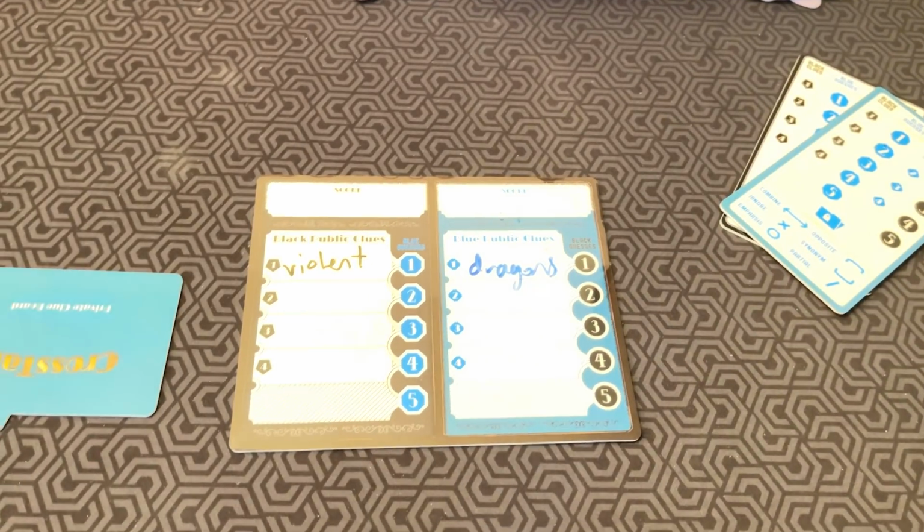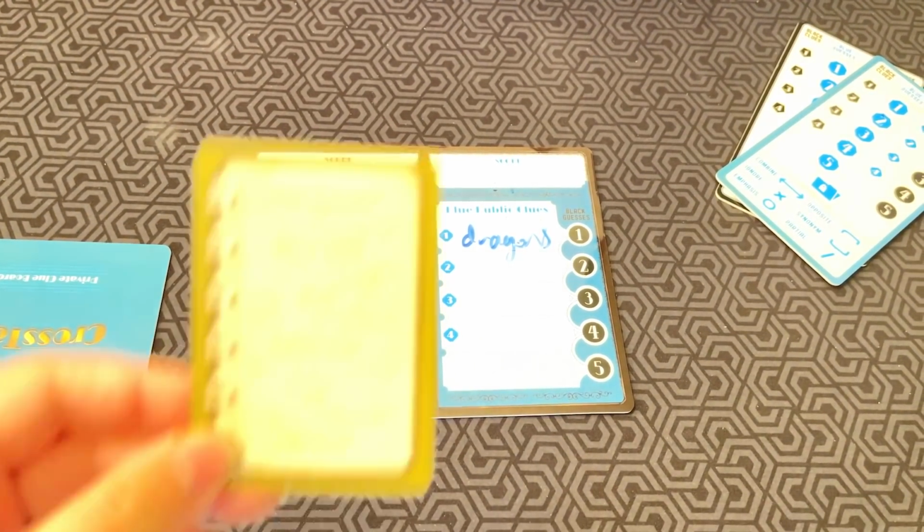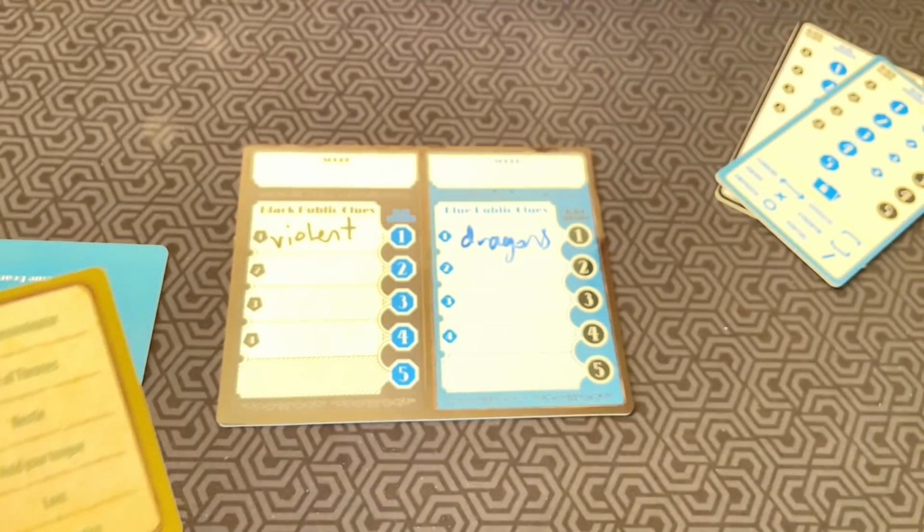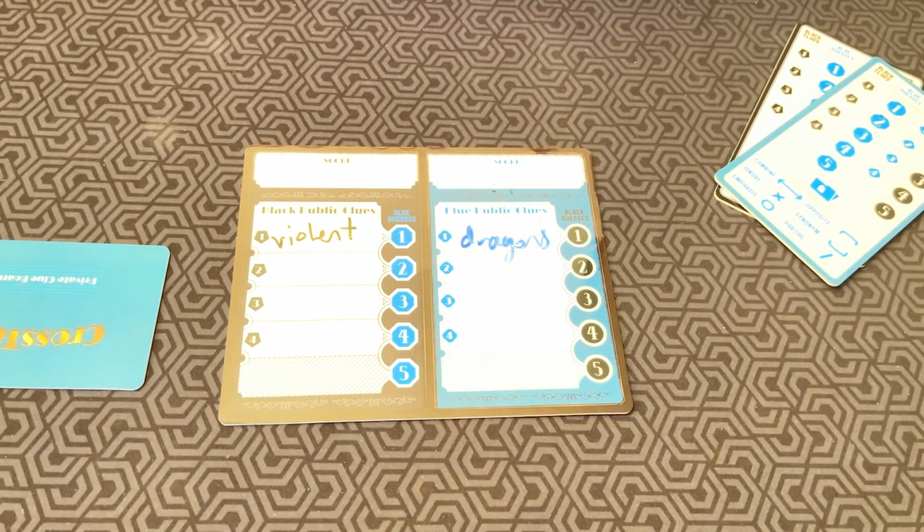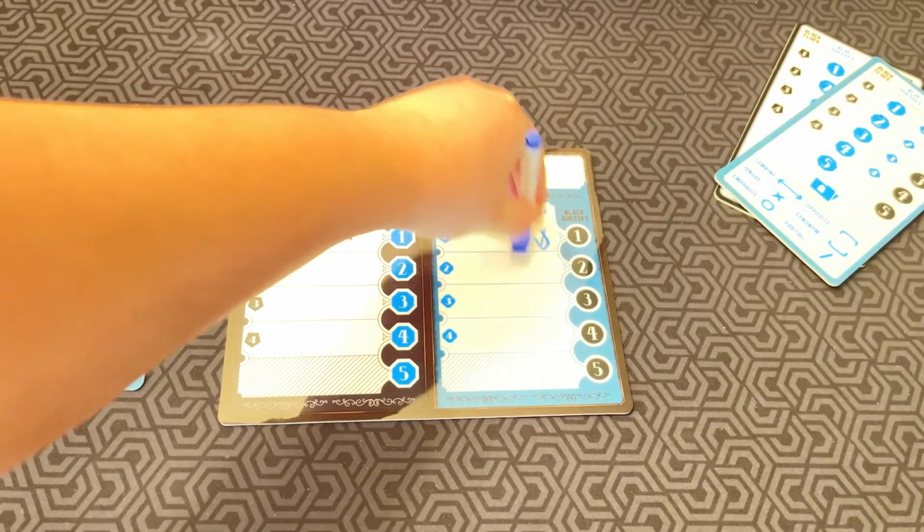But otherwise, that's the entire game. You're writing down private clues, handing them to your team, taking turns giving public clues, and hoping that your clues aren't obvious enough, because the other team always gets the chance to guess when you give a clue. And that's the game.